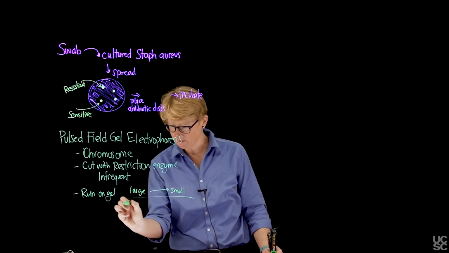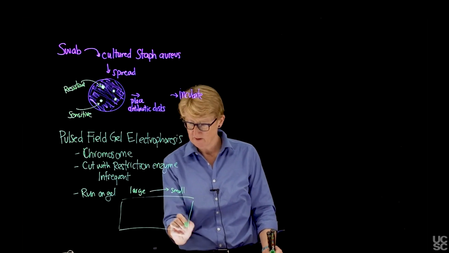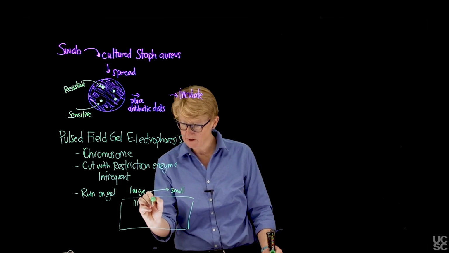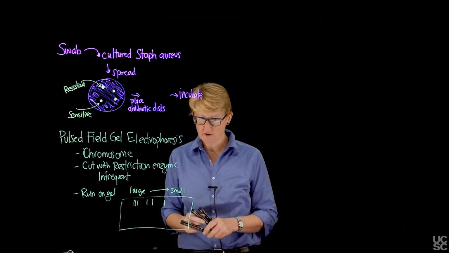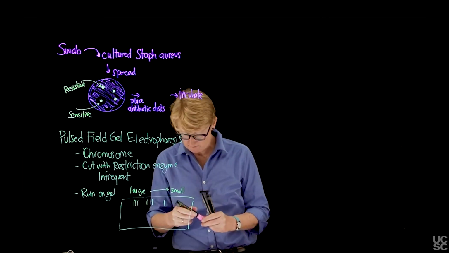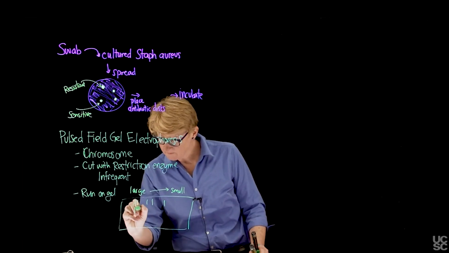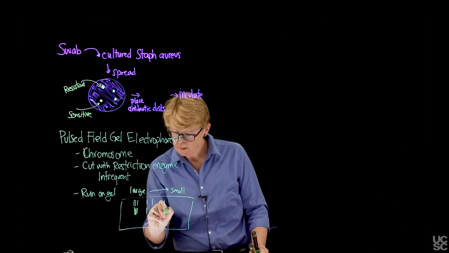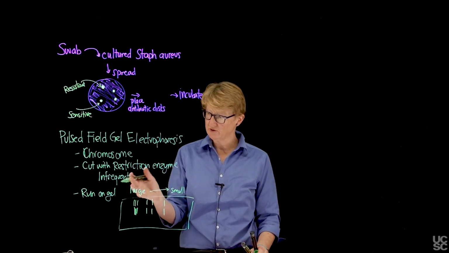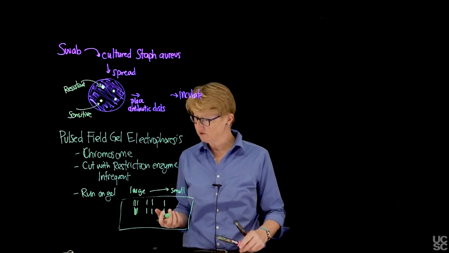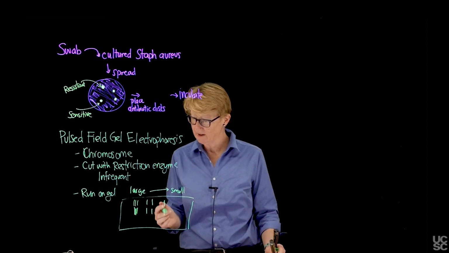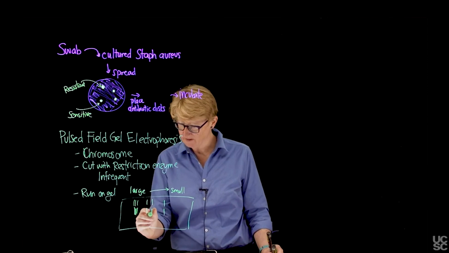If we draw, let's draw some examples here. Basically, all we're doing is looking to see whether the pattern of bands is the same between two different strains. So if we see the pattern of bands matches, then we know that basically the restriction enzymes cut in approximately the same place and the sizes all match up. And so these two strains are probably highly related to each other, or maybe even the same.